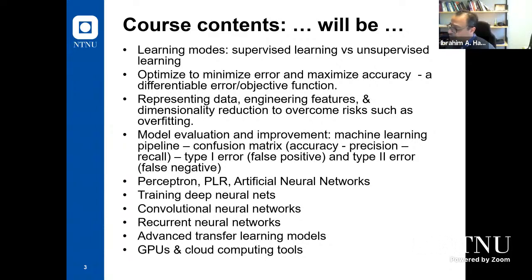So as I told you, it's something which we need to think about. Do we need to achieve the best accuracy and ignore other variables or other objective functions also? So it could be something like this one. Representing data and engineering features, the dimensionality reduction to overcome risks such as overfitting. This is very important. So when you start working with your model, we need to get our data first.